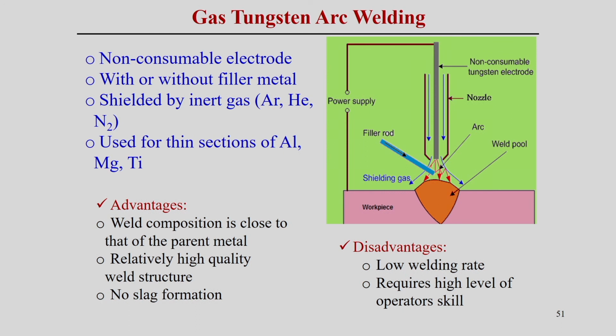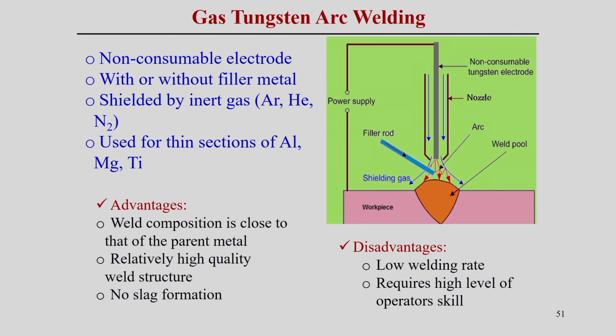Shielding gas, for example argon, helium, nitrogen, can be used, and this is normally used for very thin sections. For aluminum, magnesium, titanium, very thin sections can be joined, because mostly we use this welding process in the autogenous mode; we do not use filler material in most cases. Advantages: weld composition is close to that of the parent metal, because there is no deposition of material required in principle, relatively high quality of the welded structure, and no slag formation, because we use the shielding gas. But the welding rate is low.